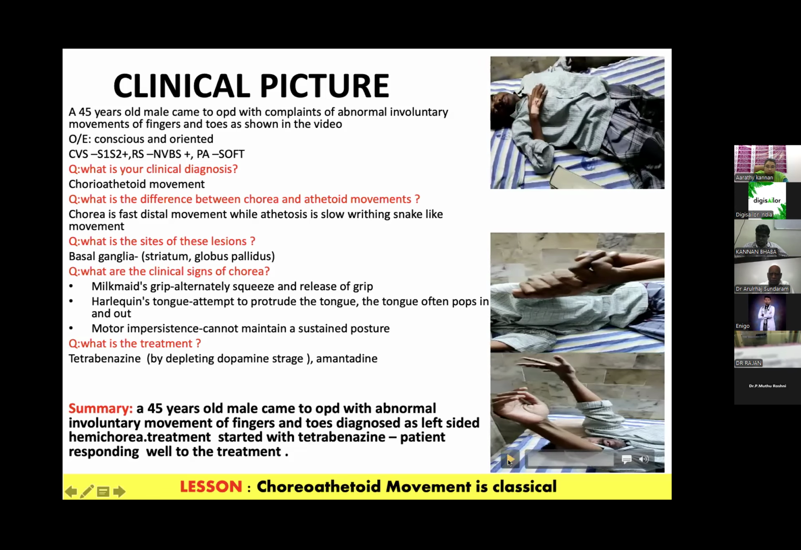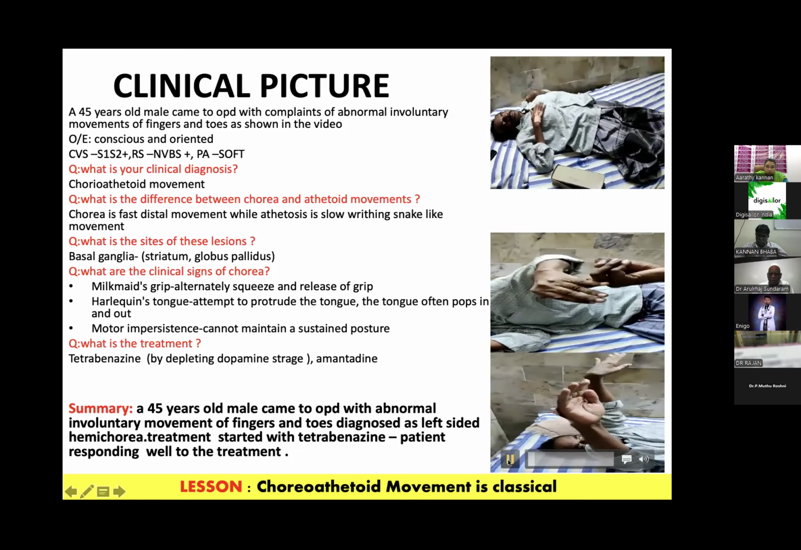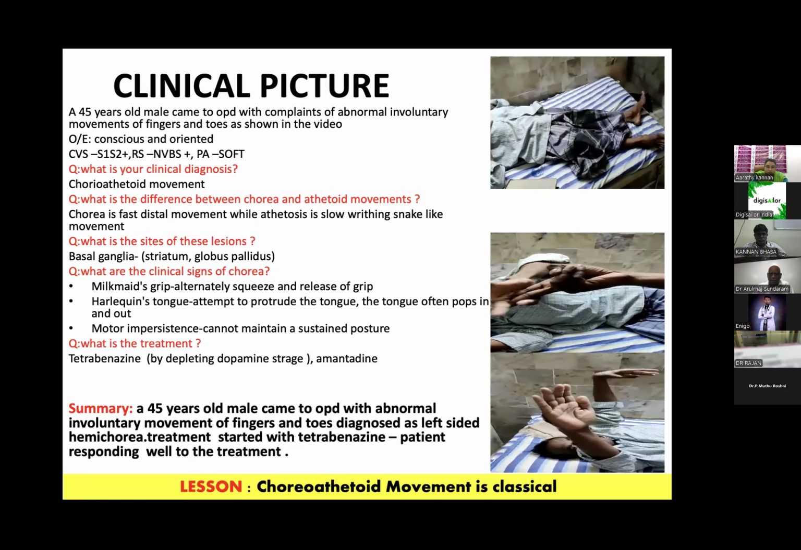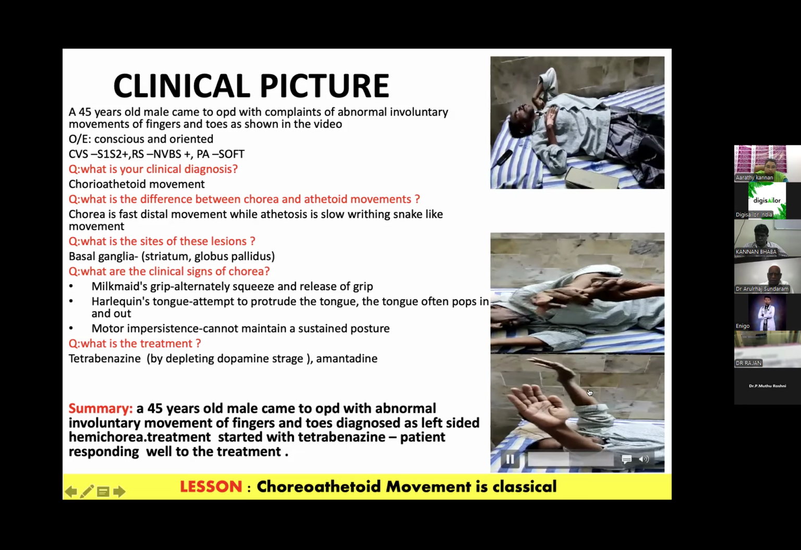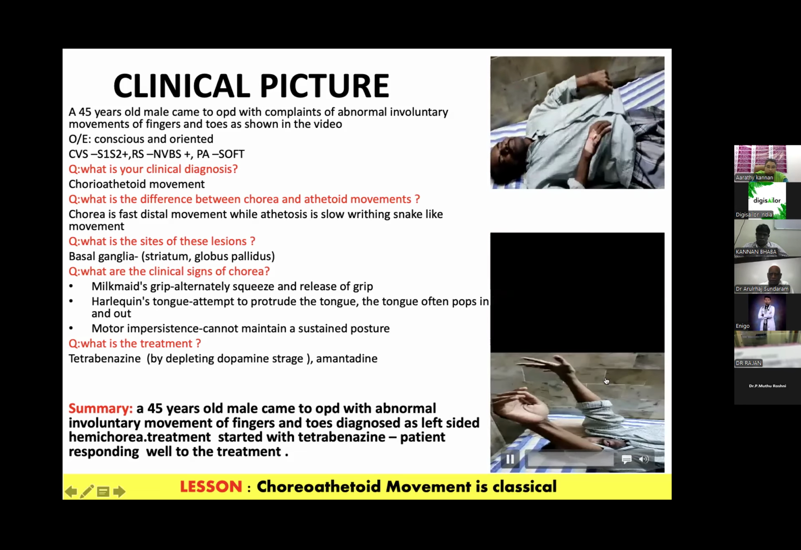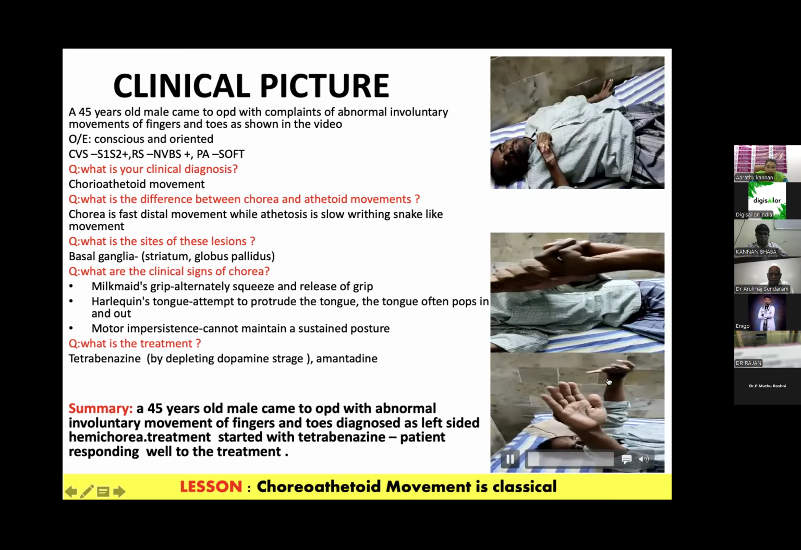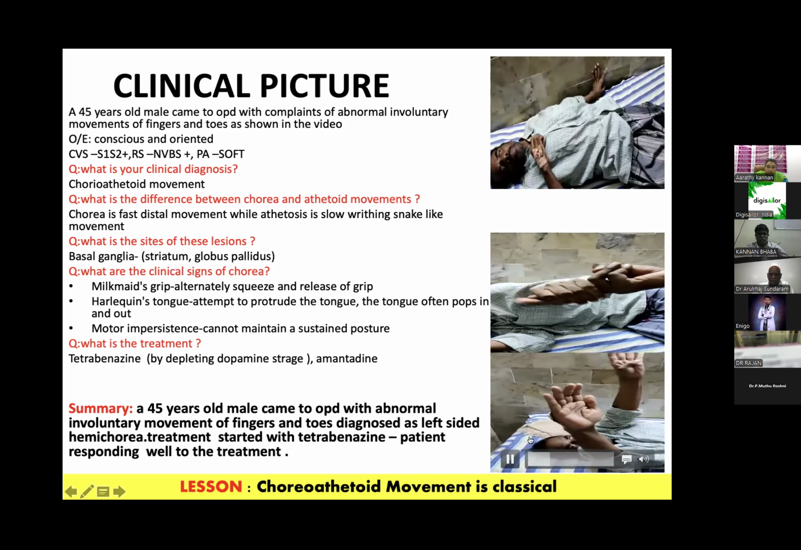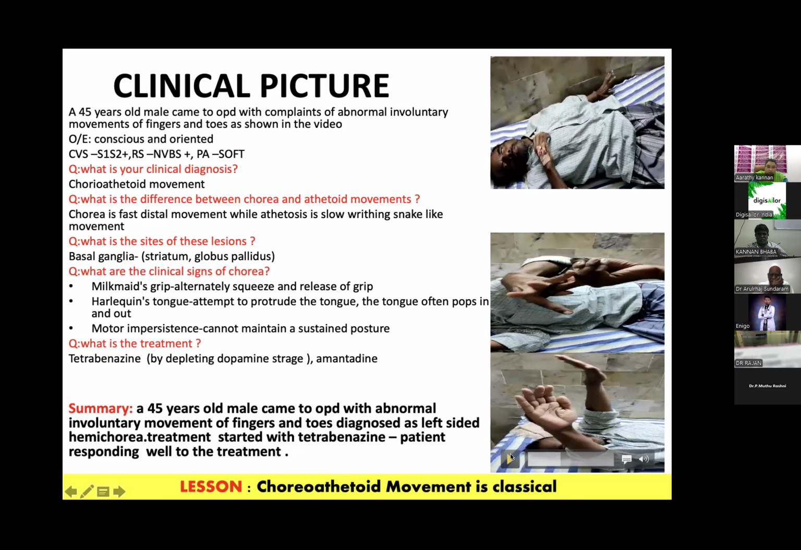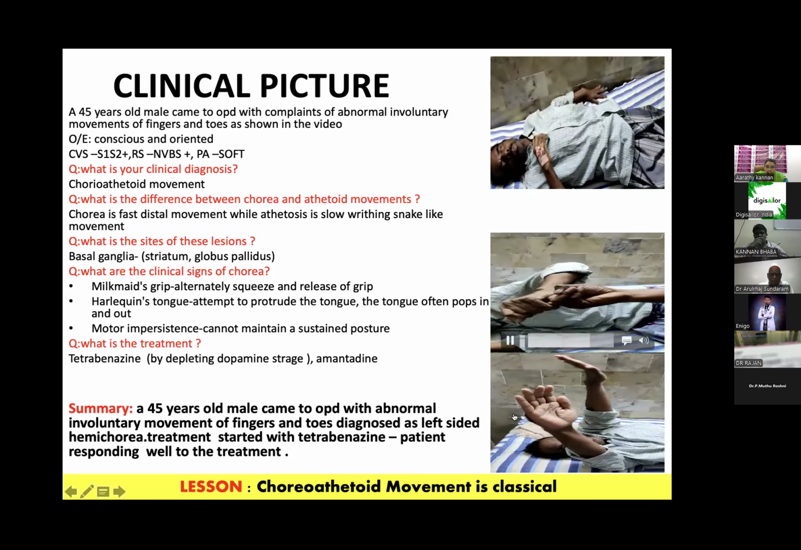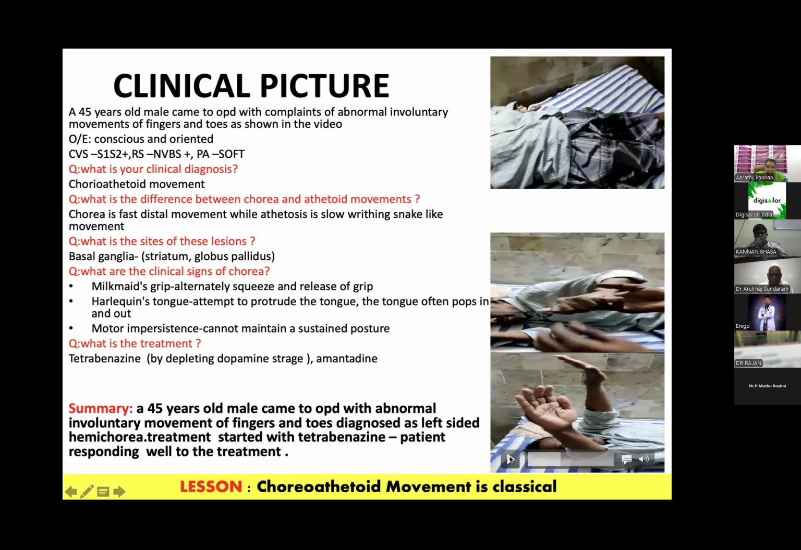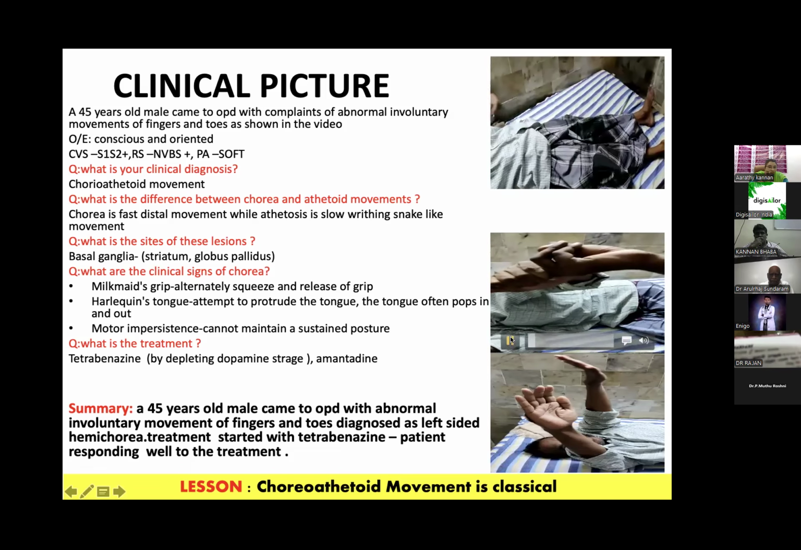They may go on to have some abnormalities in memory and early Parkinson's symptoms. You see here, very classical chorea. This clinical diagnosis is very important for this patient. Usually they respond well to tetrabenazine or sometimes amantadine. They respond well.